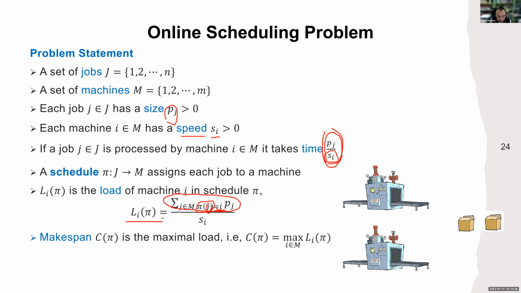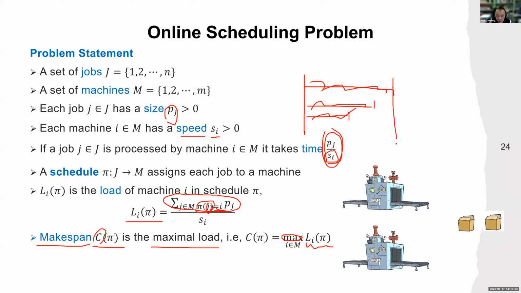And then what's our goal? Our goal is to minimize C of pi. This C is called makespan. It's the maximum load over all the machines, the largest value taken among all the machines' durations. How much time I spend on each machine doing jobs, I take the largest one. This is the makespan. All right. Now, without giving further examples, I would like to know whether it's clear, the goal and the setting.